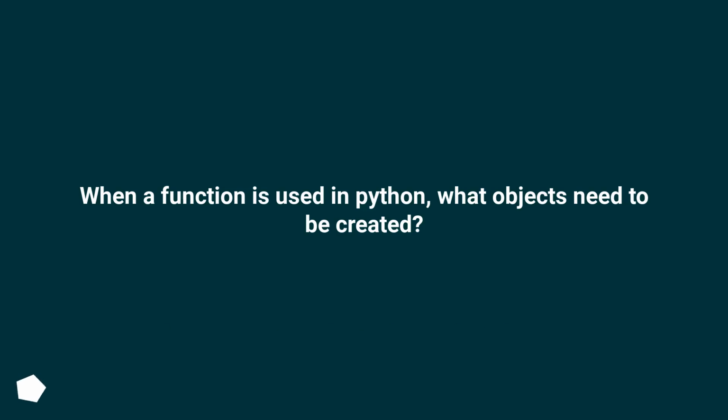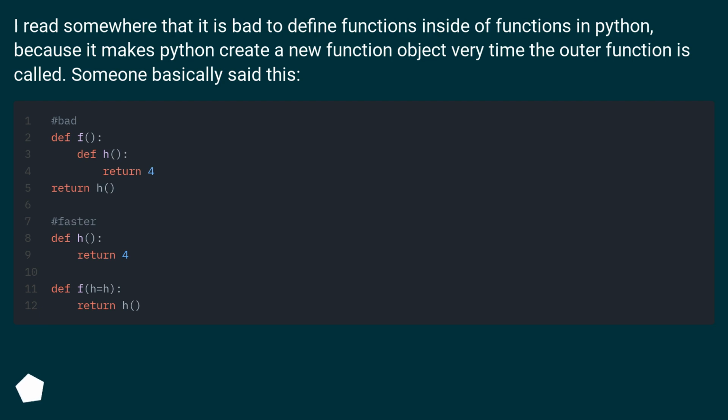When a function is used in Python, what objects need to be created? I read somewhere that it is bad to define functions inside of functions in Python, because it makes Python create a new function object every time the outer function is called. Someone basically said this.